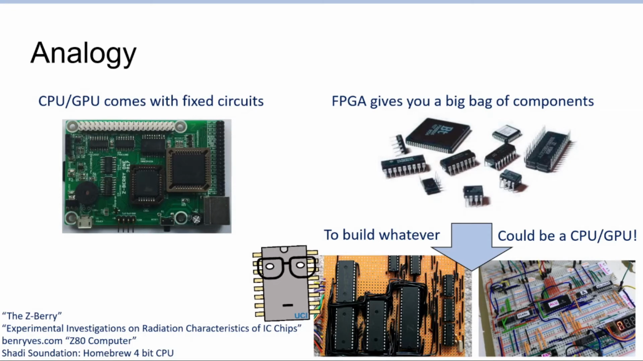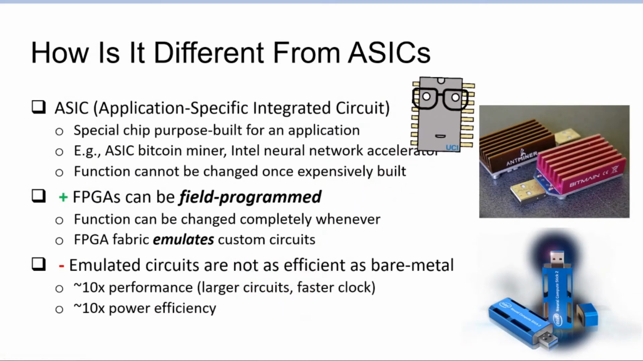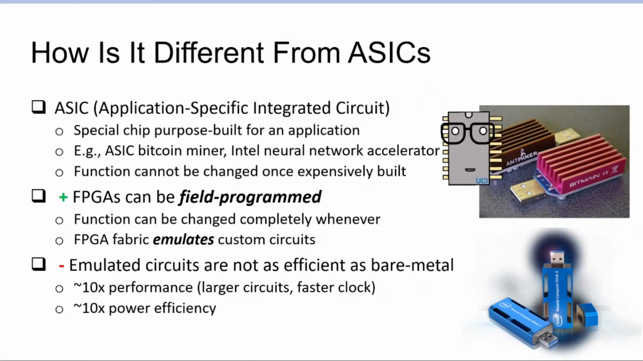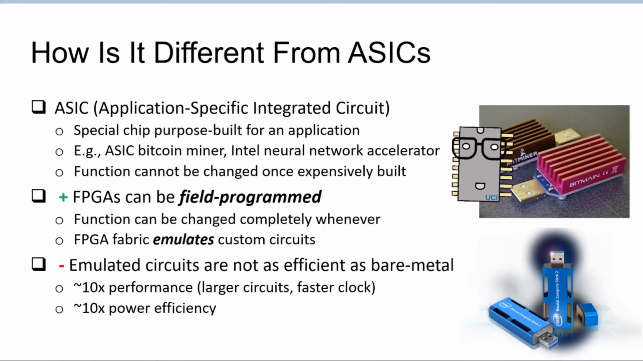So this sounds a little bit too good to be true. Do we actually get all the benefits of ASICs, but also get to circumvent the complexities of ASICs completely? If you compare FPGAs to ASICs, being application-specific integrated circuits, which are special purpose, we talked about this multiple times already, but ASICs are special chips which are purposely built for an application. ASIC Bitcoin miners. Intel has this neural network accelerator you plug into a USB port.